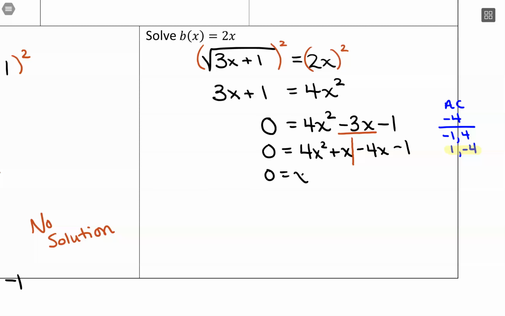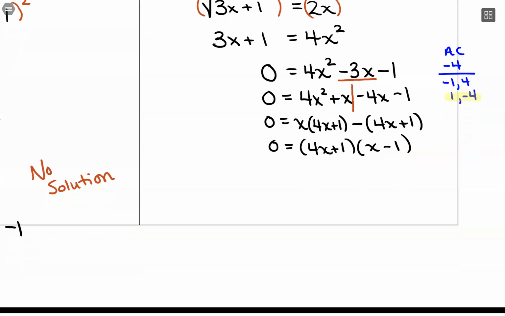So I'm going to factor out an x on the left-hand side, so that'll leave me with 4x plus 1. On the right-hand side, I have a negative I can factor out, so that'll leave me with 4x plus 1. So factoring this, we should get 4x plus 1 as a factor and x minus 1 as a factor. And then continuing our solving, we're going to have 4x plus 1 equals 0. So solving that, we'll have 4x equals negative 1, divide by 4. So x can be negative 1/4. x minus 1 equals 0. Add 1 to both sides, so we have x equals positive 1.